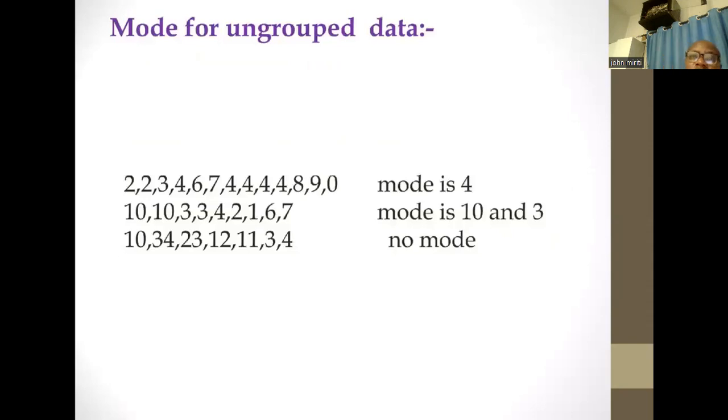Then we have mode for ungrouped data. For example, 2, 2, 3, 4, 6, 7, 4, 4, 4, 4, 8, 9, 0. You can see that 4 is appearing 5 times, so that is the mode. Then in the second data, 10 is appearing twice and 3 is appearing twice. That means in that set of data, the modes are 10 and 3 because they are appearing twice and equally. In data set number 3, all numbers are appearing once, meaning that this type of data has no mode.